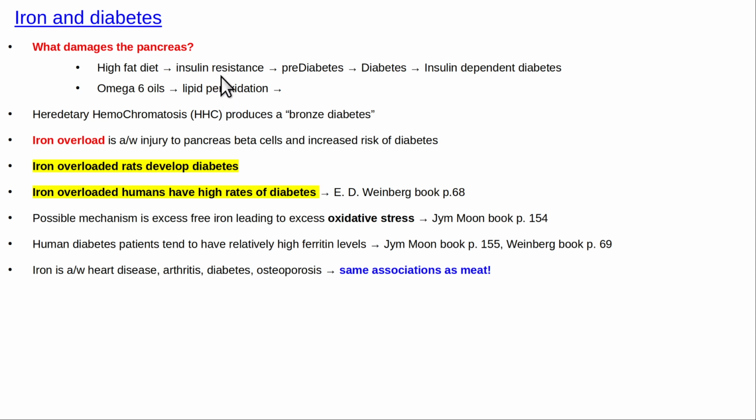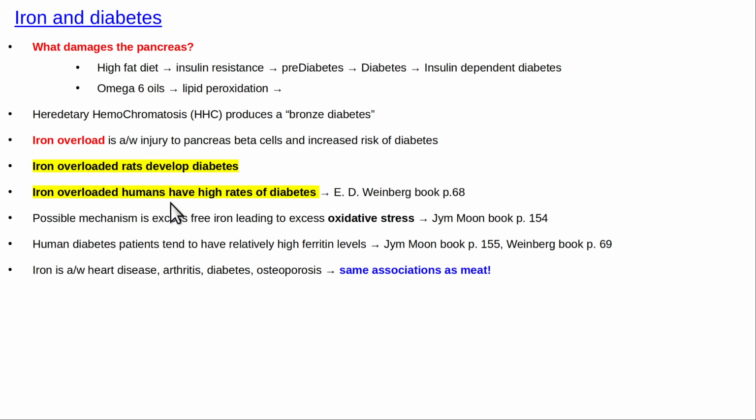We talked about insulin resistance before, especially from saturated fat, but it's also increased and made worse with excessive dietary sodium, deficiency of potassium, deficiency of magnesium. Omega-6 oils increase the risk of pancreas failure, so to speak, the beta cells of the pancreas. Hereditary hemochromatosis leads to what's called bronze diabetes, where the skin is also bronzed. So iron overload does contribute to injury of pancreas beta cells.